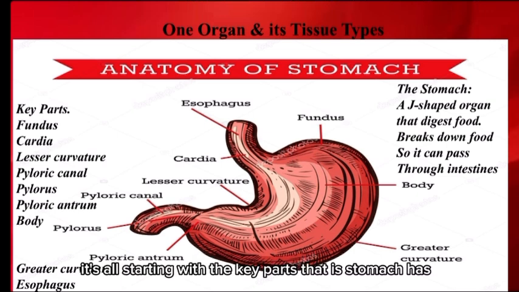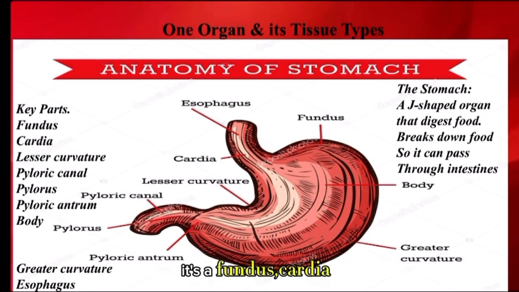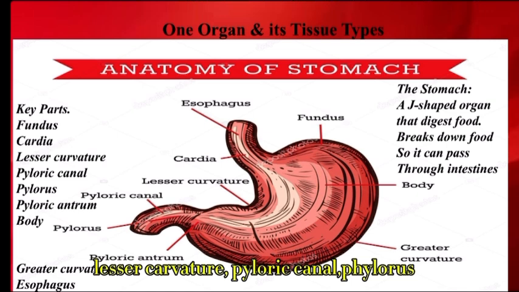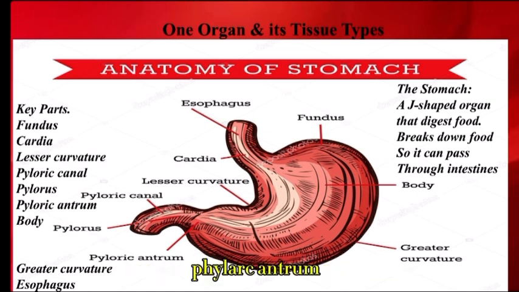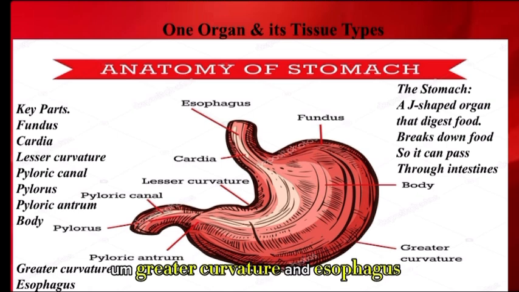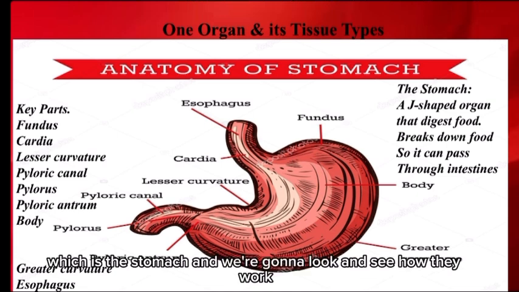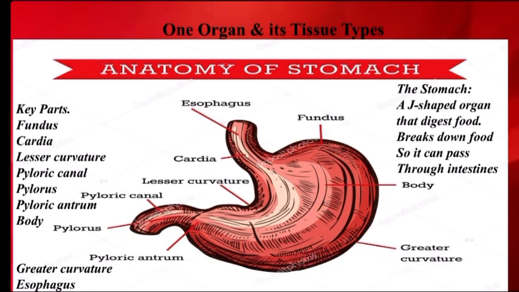So starting with the key parts that the stomach has, it's a fundus, cardia, lesser curvature, pyloric canal, pylorus, pyloric antrum, body, greater curvature, and esophagus. So these are the key parts of the organ, which is the stomach, and we're gonna look and see how they work. Starting off with the fundus.